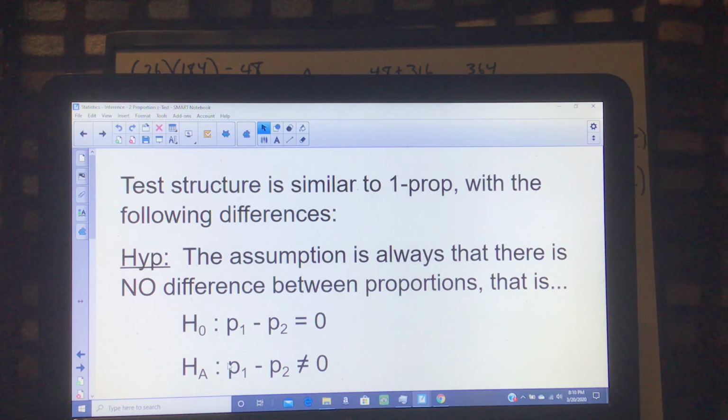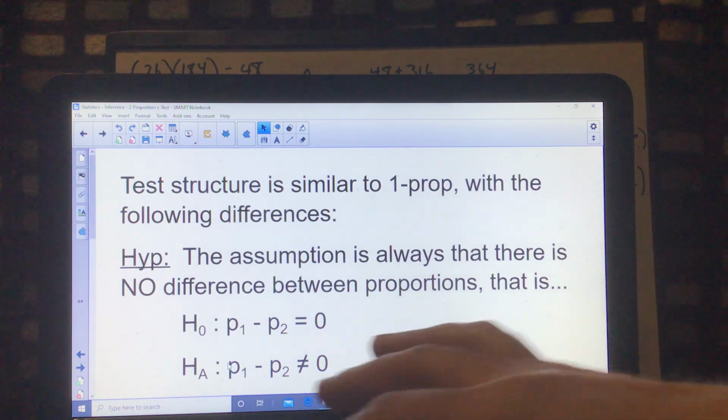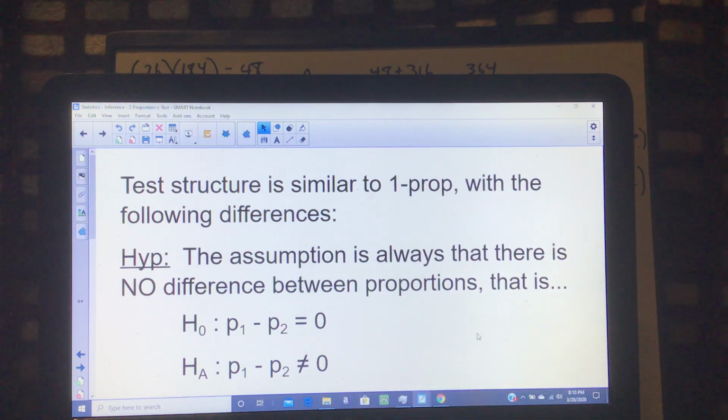Following are the differences. So the first difference is in how we make our hypothesis. So the hypothesis for a one proportion test involved our null hypothesis being the normal state of affairs, and then the alternative was a change from that normal state of affairs. In a two proportion test, the normal state of affairs, or the assumption I should say, is always that there is no difference between the proportions. So we will always assume when we do a two proportion test that the actual population groups have no difference.